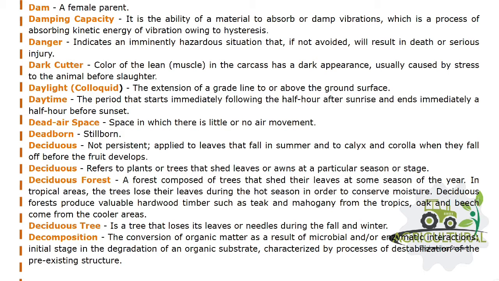Deadborn, stillborn. Deciduous, not persistent, applied to leaves that fall in summer and to calyx and corolla when they fall off before the fruit develops. Deciduous, refers to plants or trees that shed leaves or awns at a particular season or stage. Deciduous forest, a forest composed of trees that shed their leaves at some season of the year.